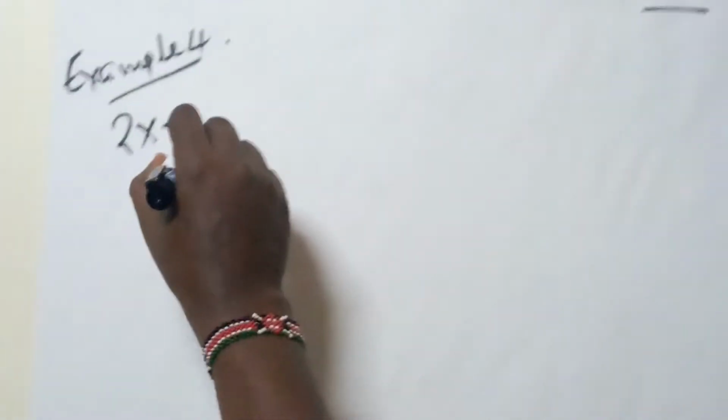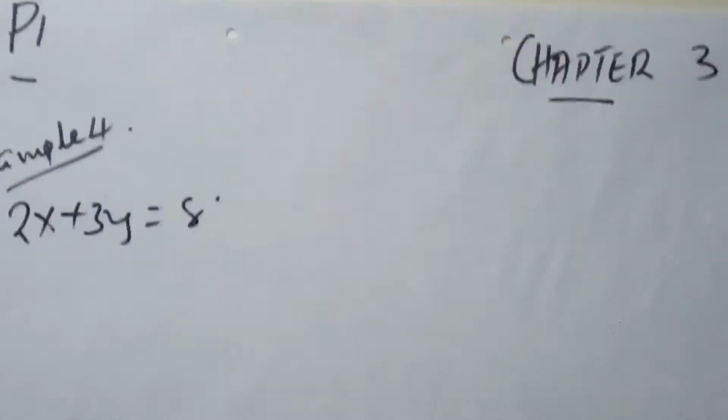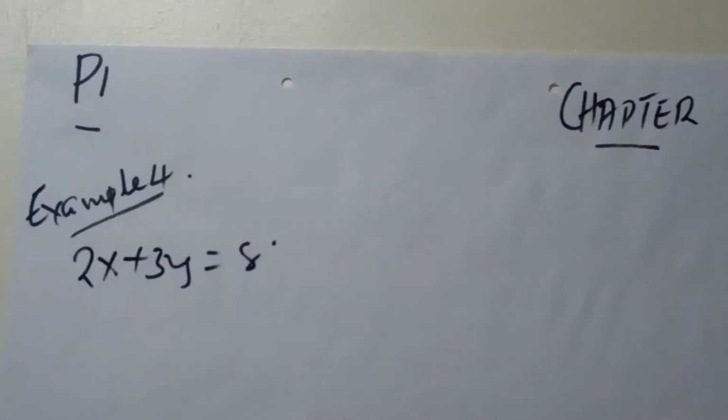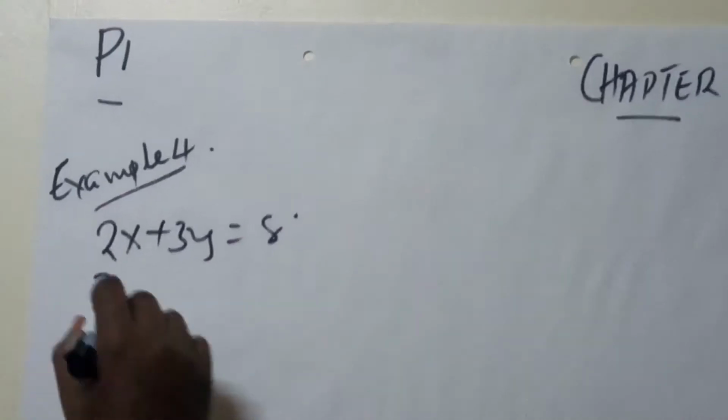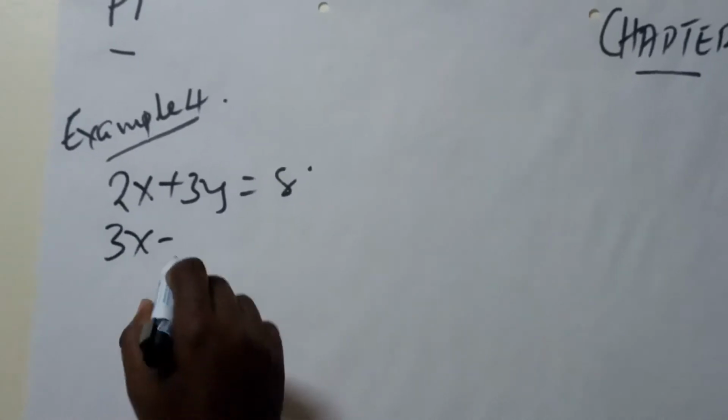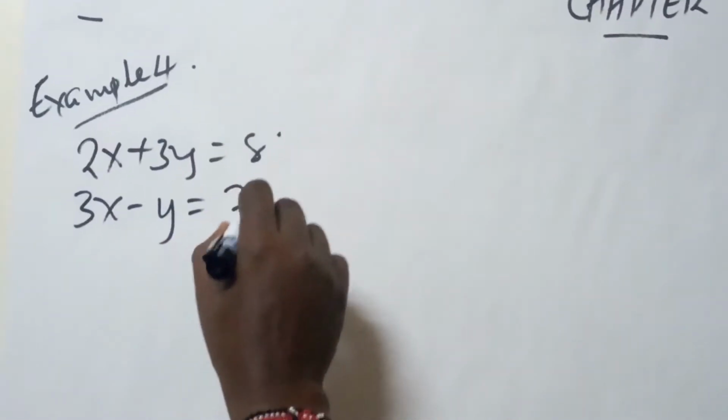To start with, the keyword is the point of intersection. It'll give you both the value of x and the value of y. Let us look through example 4, which says, on the same axes, draw the graph of 2x plus 3y is equal to 8, and also 3x minus y is equal to 23.